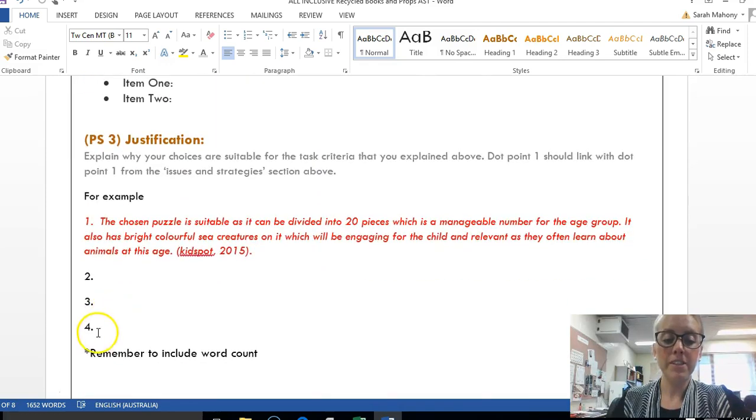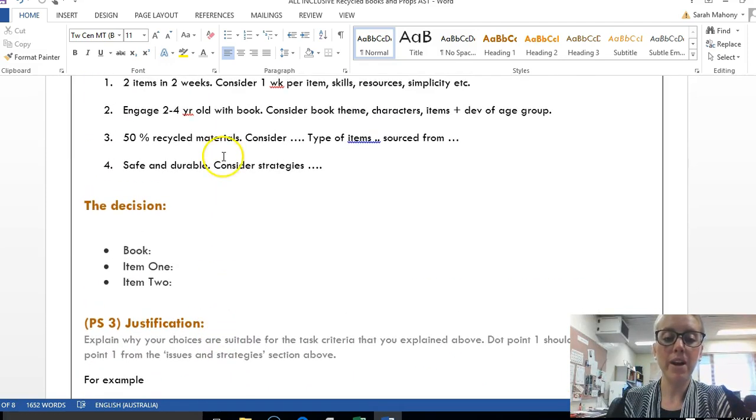And then when you come down to number 4, you need to write about why your items are going to be safe and durable. Okay, why are they suitable to be made that way? All right, so what strategies can you apply for your particular items?